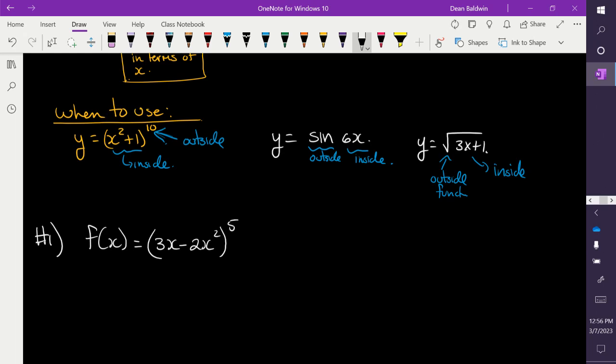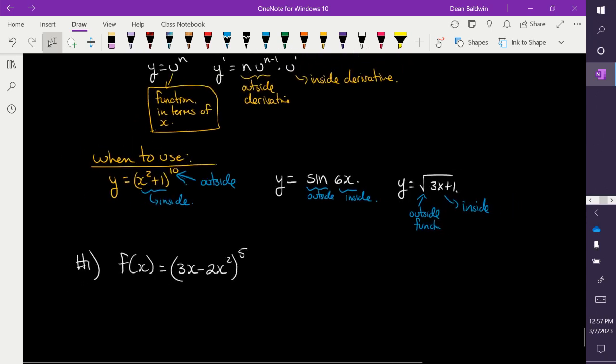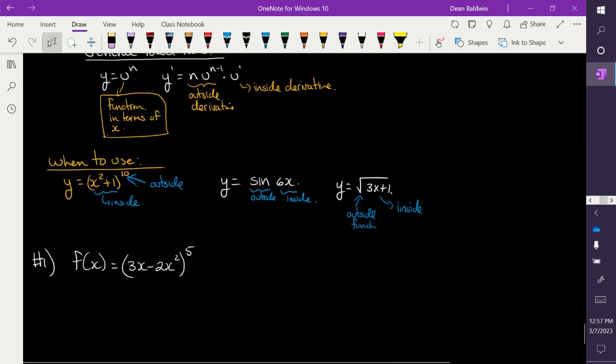Okay. f of x is equal to 3x minus 2x squared to the power of 5. Like I said before, if you really wanted to, you could multiply that out 5 times. It's not going to be fun. So we're going to use chain rule or general power rule. General power rule fits a little better. They're essentially the same thing. I'll show you an example in a sec here.